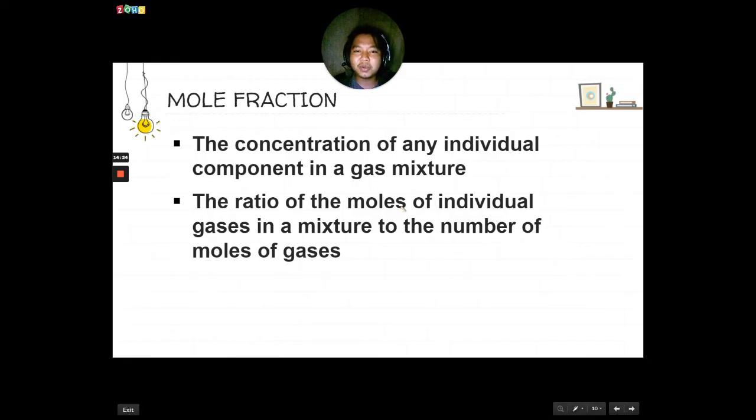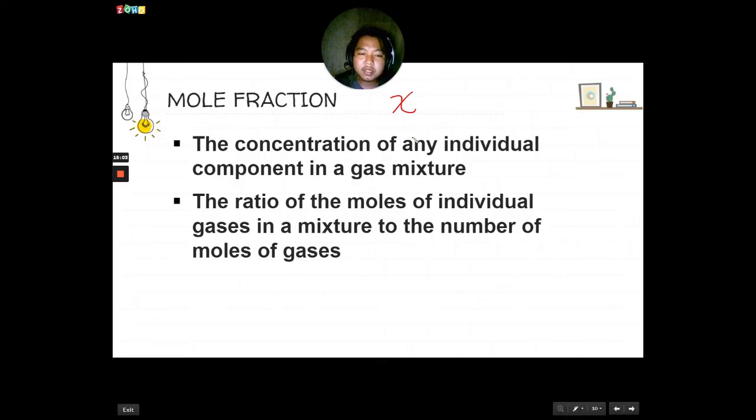If I introduced it first, you might be confused about what it is. So, the mole fraction is just the concentration of any individual component in a gas mixture. It's simply the ratio of the moles of an individual gas in a mixture to the total number of moles of gases. The symbol for mole fraction is chi. Different schools, different pronunciations. I prefer using chi. A curve and a slant, seemingly close to an x. This is the symbol for our mole fraction.